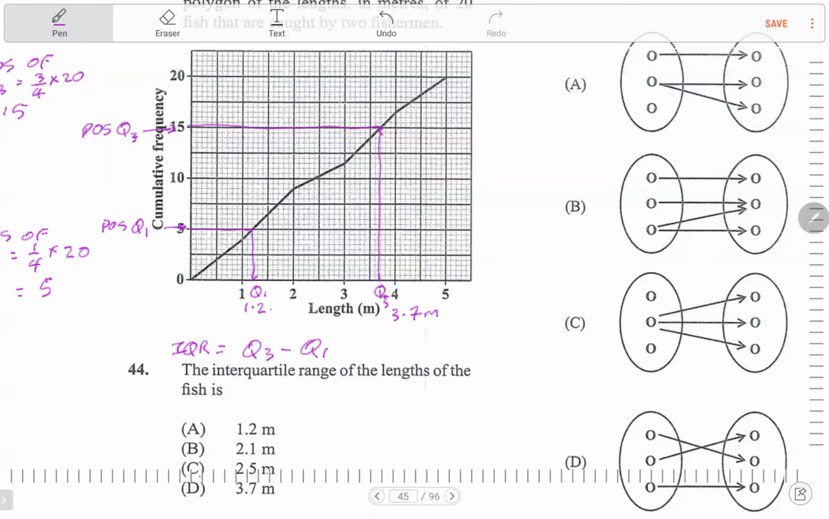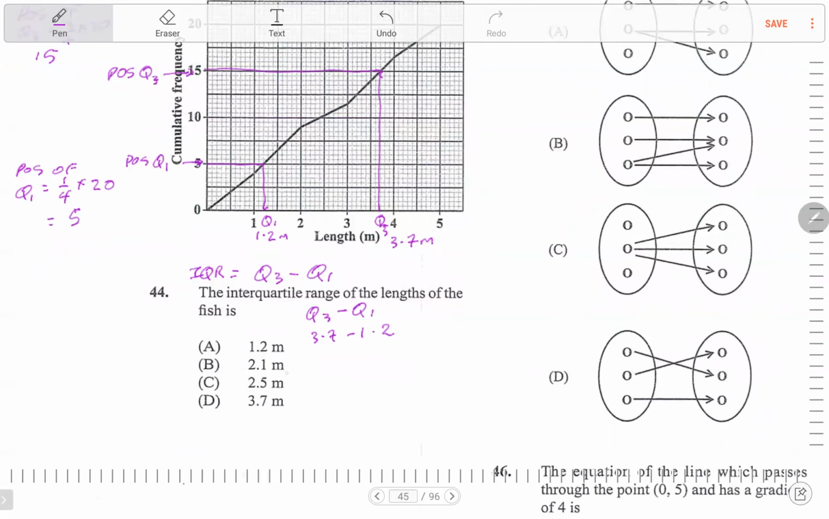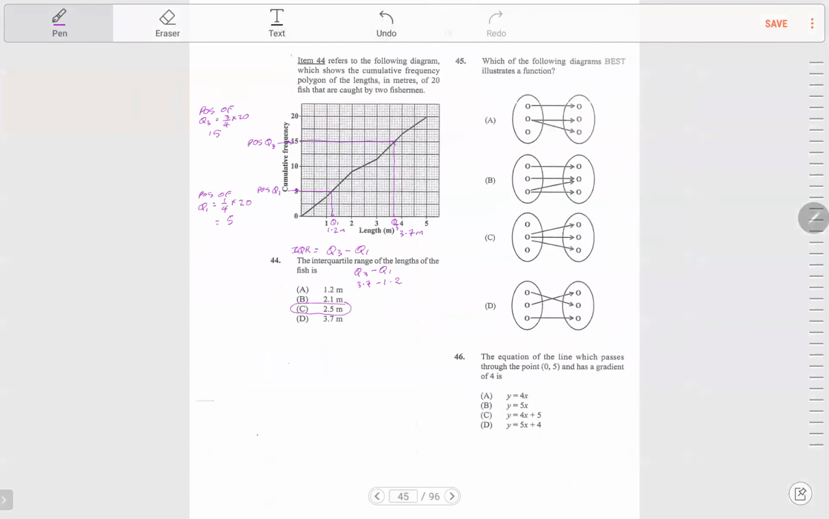All right, so if we're doing Q3 minus Q1, then it is 3.7 minus 1.2. 3.7 minus 1.2 is clearly 2.5. So the interquartile range is 2.5. All right, that's that. Moving on to the next question.